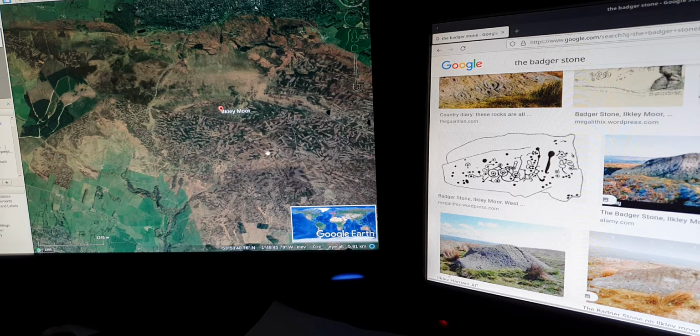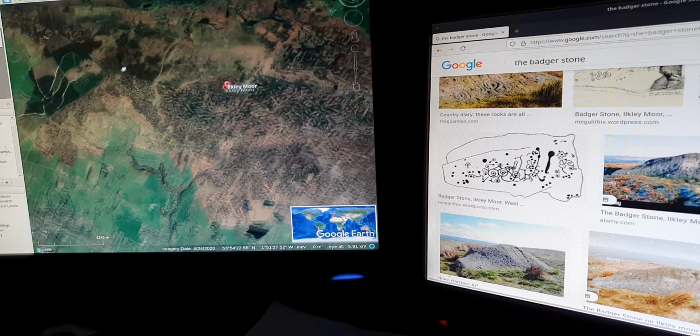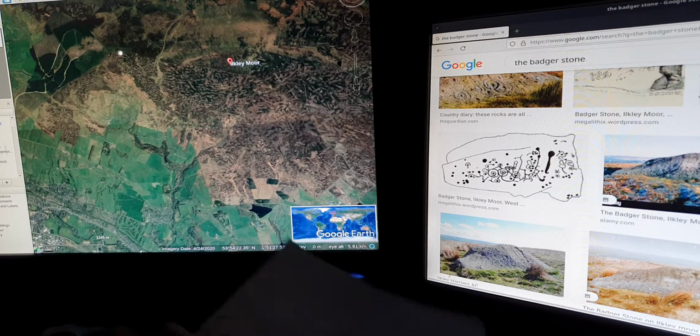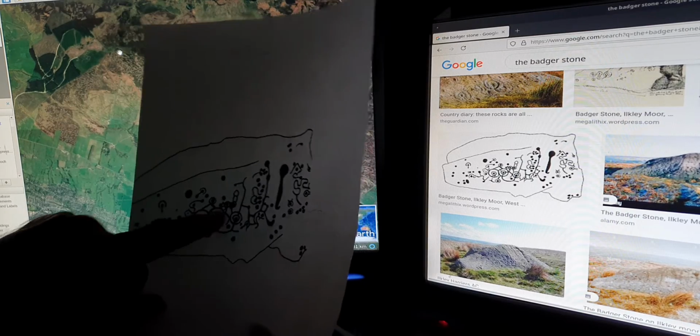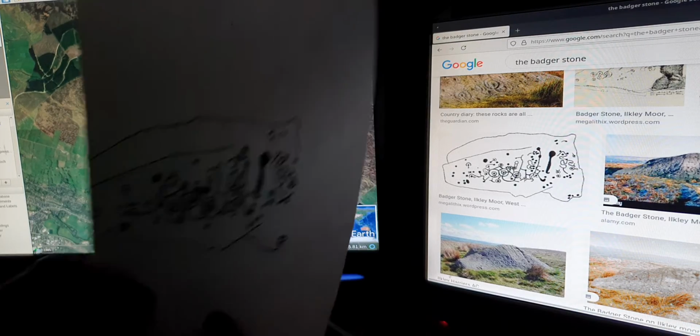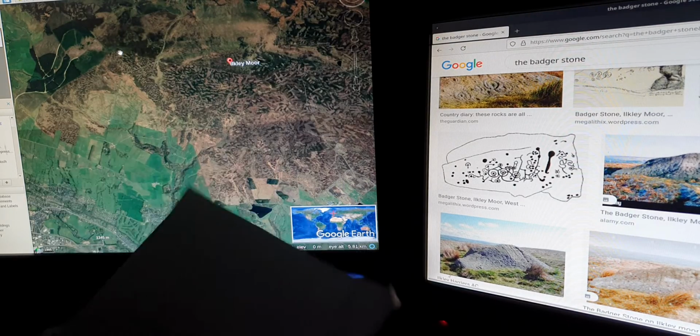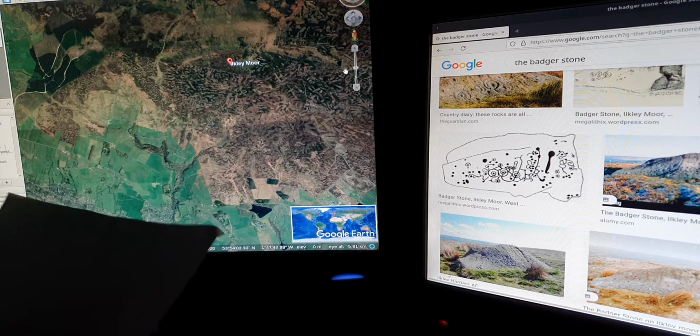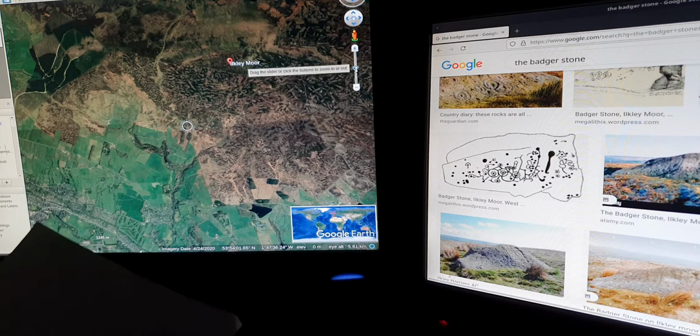So I explored all of this, half of the Ilkley Moor. Okay, so all of this I explored to try and find representations of this. Okay, and I did. I came up with the right answers. Okay, so let's zoom out a little more.